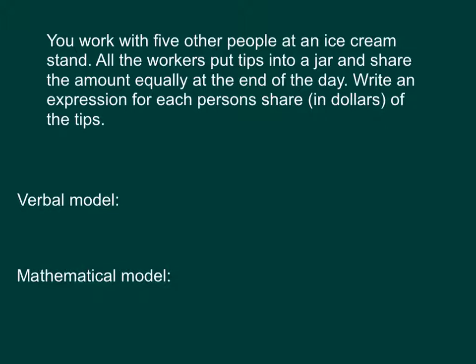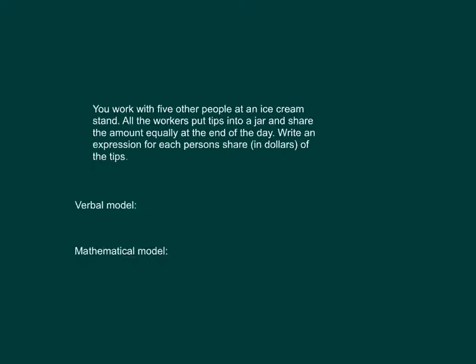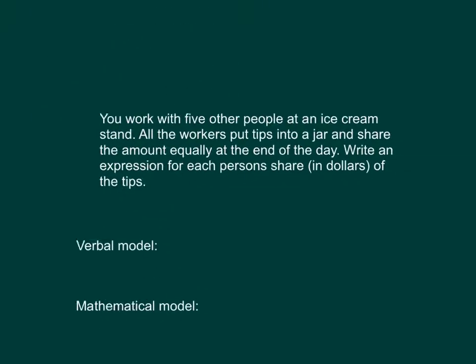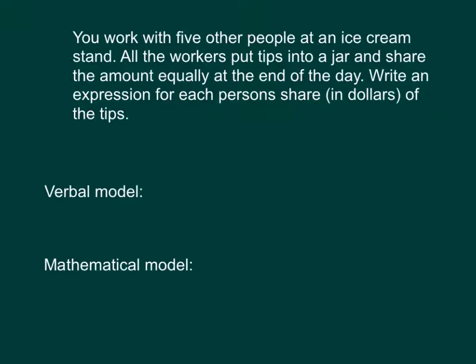So this example is significantly more complex. There's a lot more words. Before we start to digest this, let's take a look at a problem-solving strategy that we have in mathematics called CUBES. We're going to circle the keywords. We're going to underline the question. We're going to box the numbers. We're going to eliminate stuff we don't need. And then when we're done, we have to look at our answer and say, does that make sense? This is very applicable to this problem. So let's go back and look at it here. We want to circle the keywords and box the numbers. Let's do those 2 things right now.